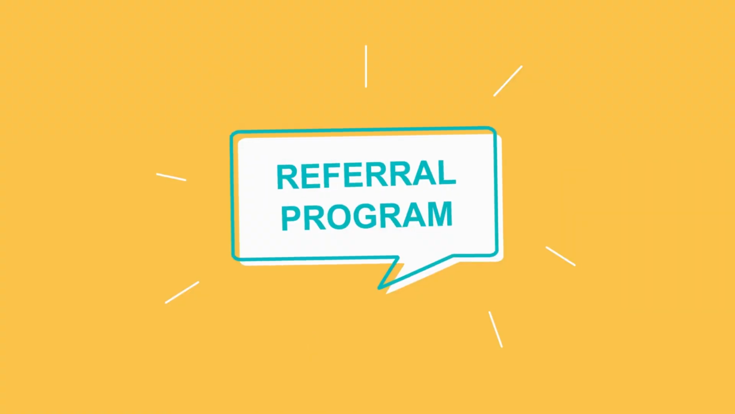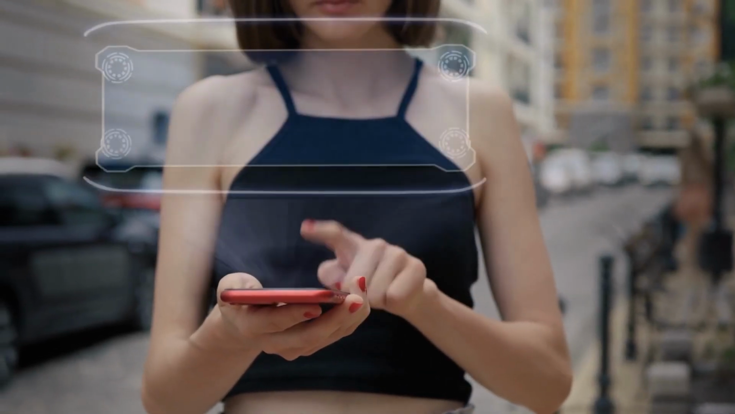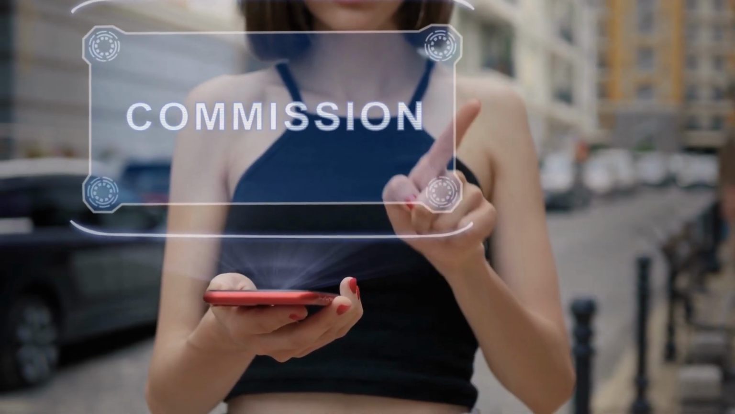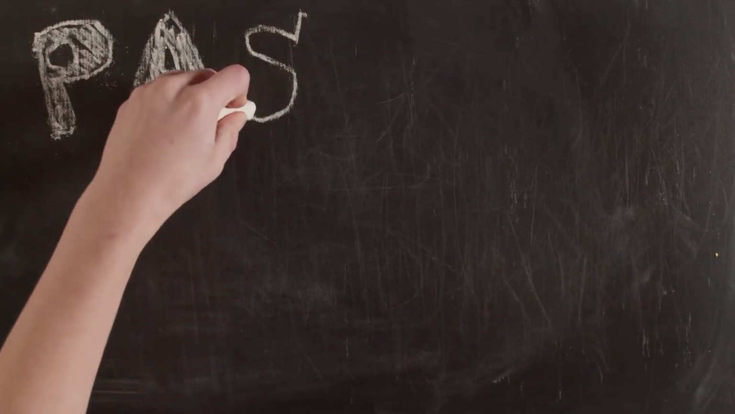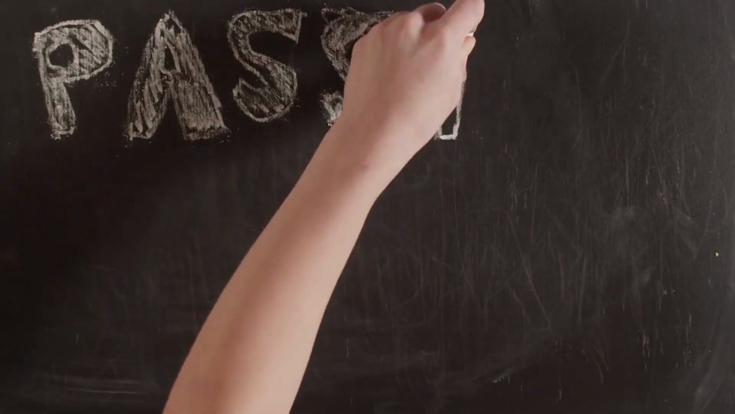Another way to make money from UpForEver.com is to participate in their referral program. This program allows you to earn a commission on every user that signs up for an account using your referral link. This can be a great way to earn passive income and grow your earnings over time.